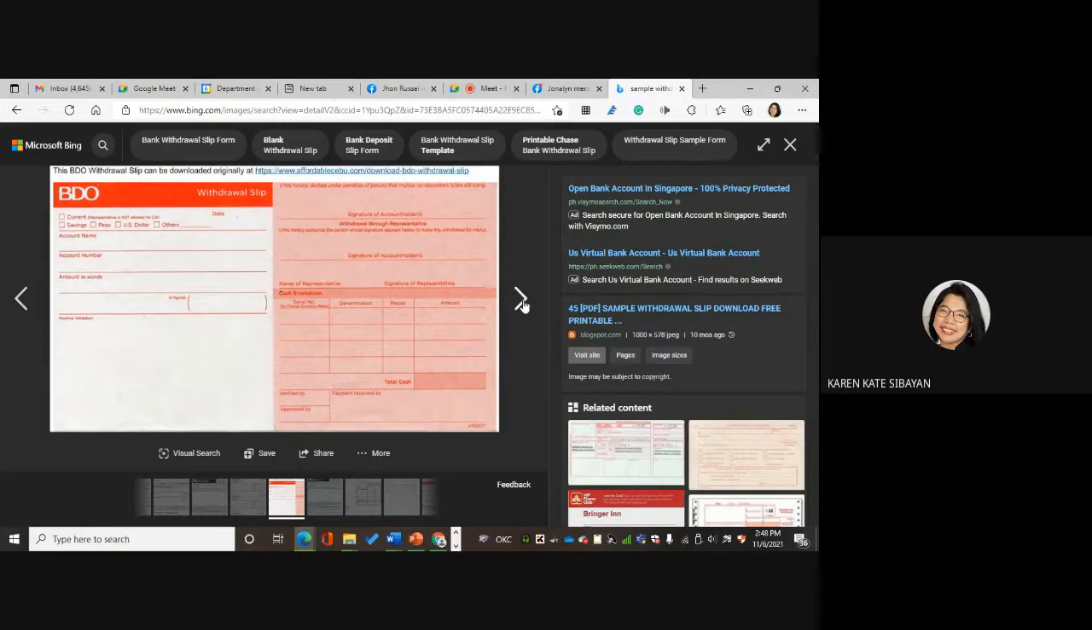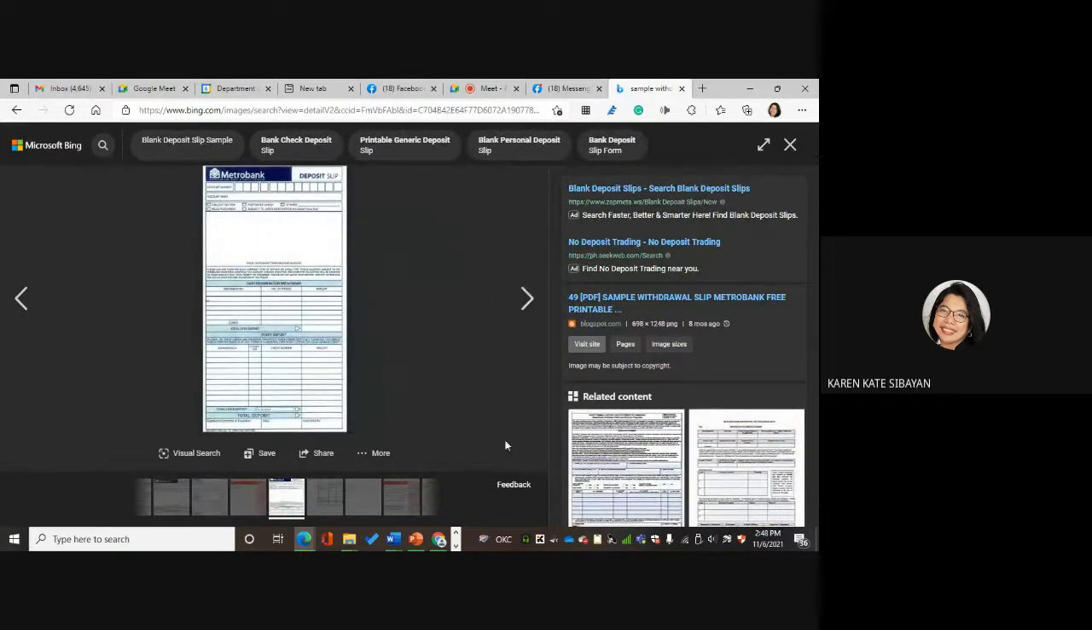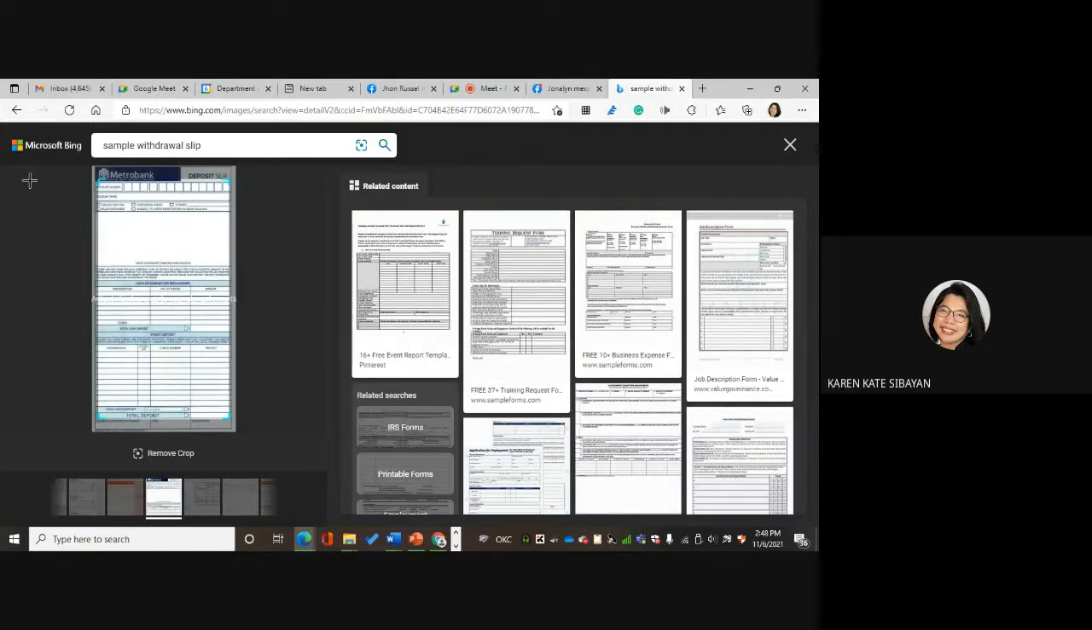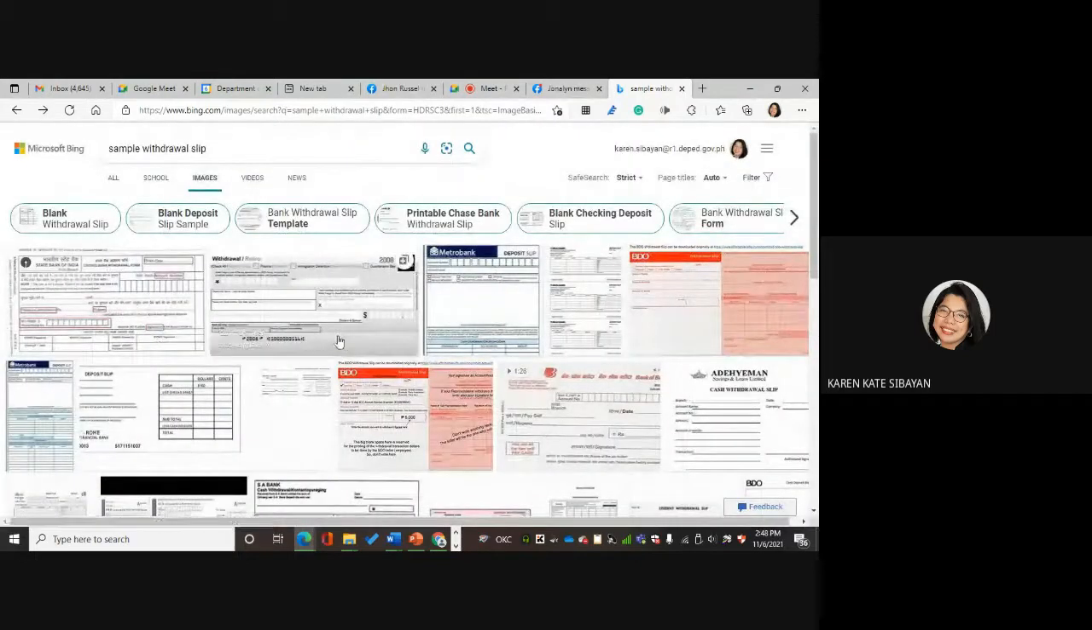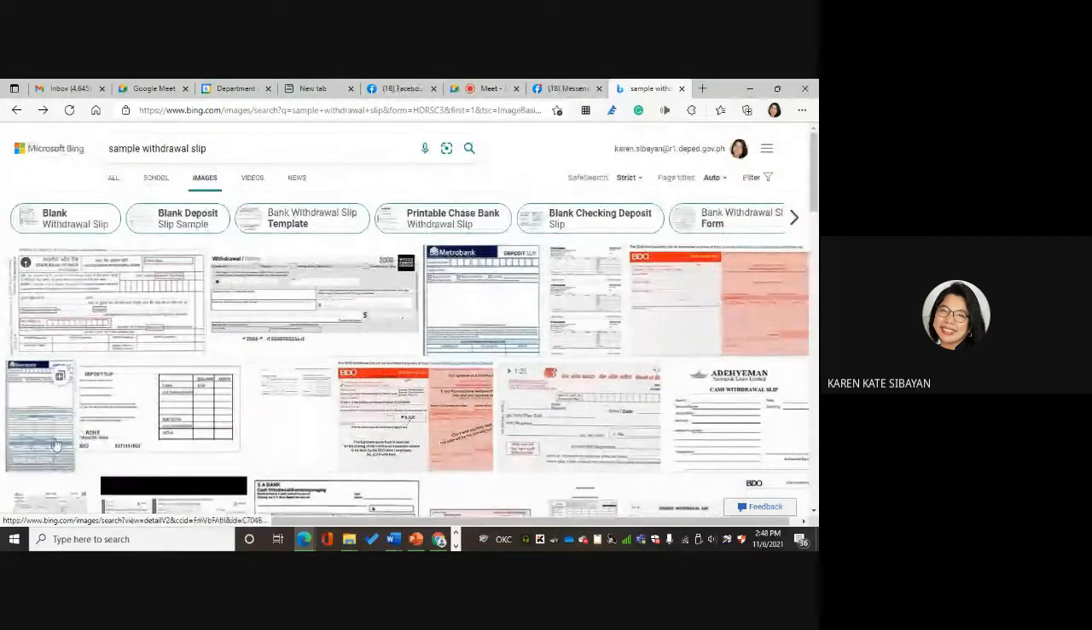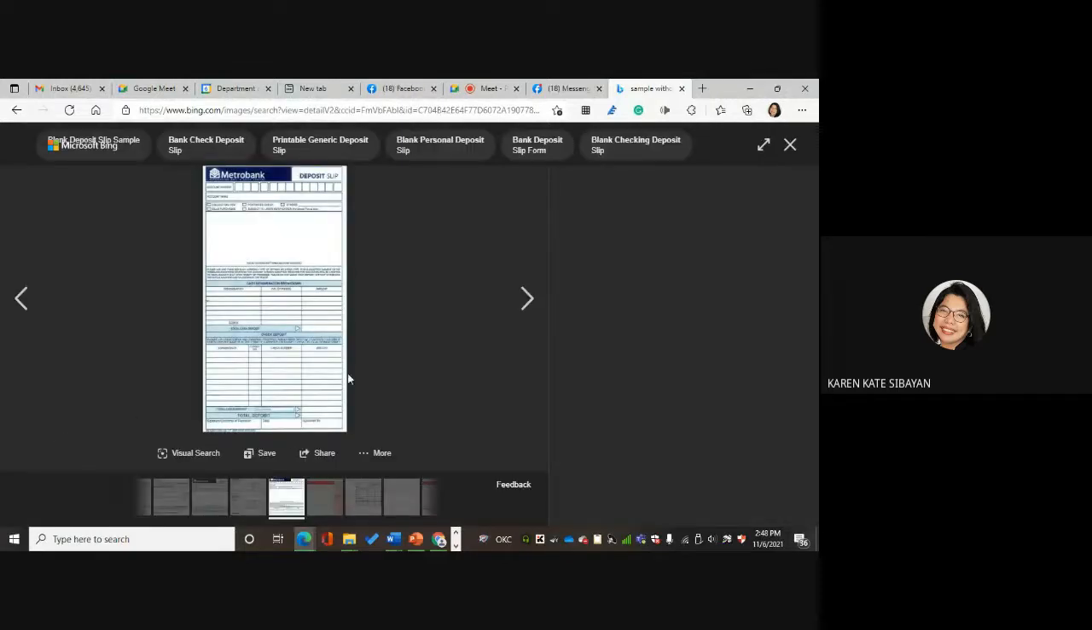A deposit slip naman, on the other hand, same lang din class. Ang hirap naman ng wait lang. Kita, I hope kita nyo, no? Pero just search. Ayan.